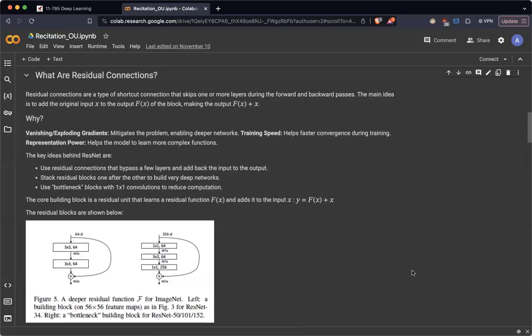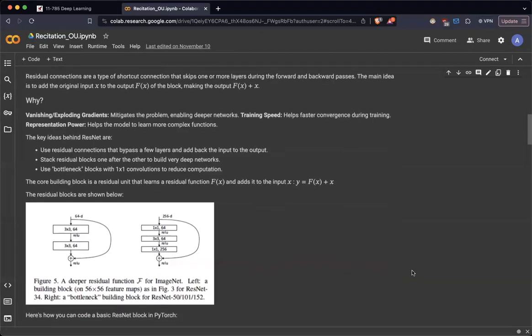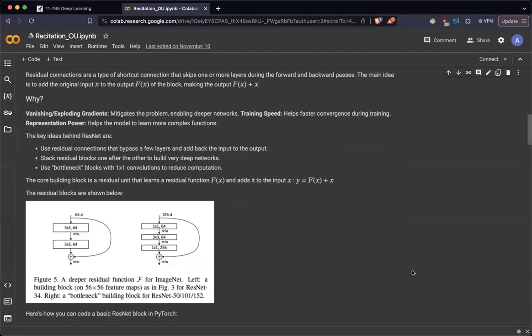Residual blocks use residual connections, and they're a type of shortcut that skips one or more layers during forward and backward passes. The whole idea is you want to add the original input x to the output of some f of x at some point of the block, making the output f of x plus x. Instead of suffering from the degradation problem earlier, with vanishing gradient issues, if you do this, you preserve additional data as you're going. So you don't really suffer from vanishing or exploding gradient problems as much, since x is preserved throughout the entire network.